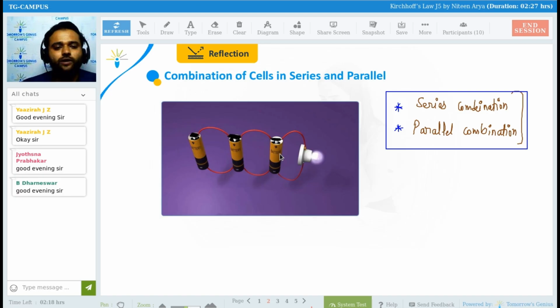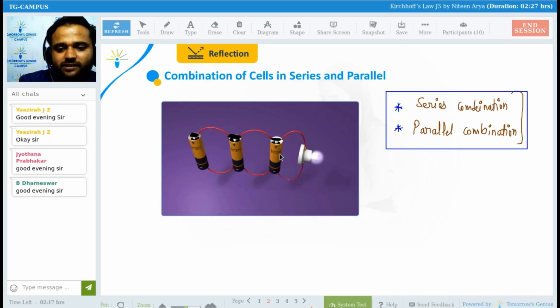V1 equals IR1, V2 equals IR2, V3 equals IR3. So I take common. R equivalent is R1 plus R2 plus R3. In the same way, in parallel, current is going to be divided. I net, I total equals I1 plus I2 plus I3, where I is V by R equivalent, which is V by R1, V by R2, V by R3. So we take common V, and 1 by R equivalent is 1 by R1 plus 1 by R2 plus 1 by R3, and so on. Clear? So this is just a reflection, like combination of cells in series and parallel.